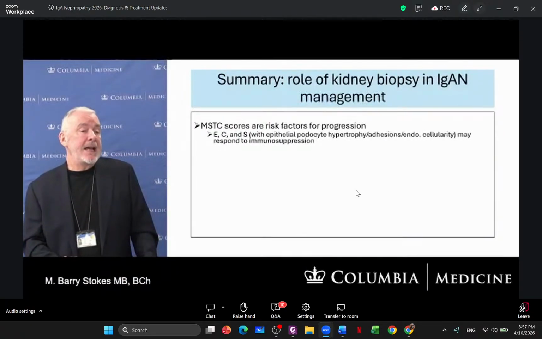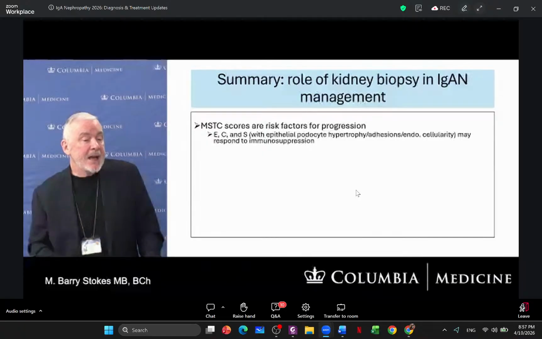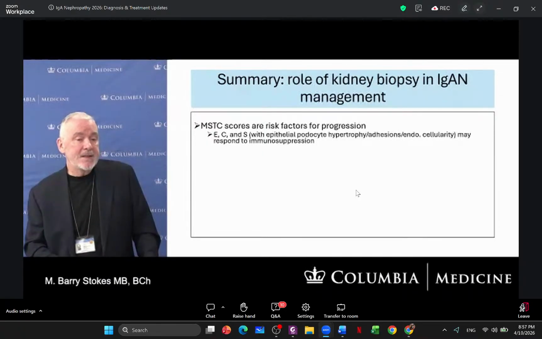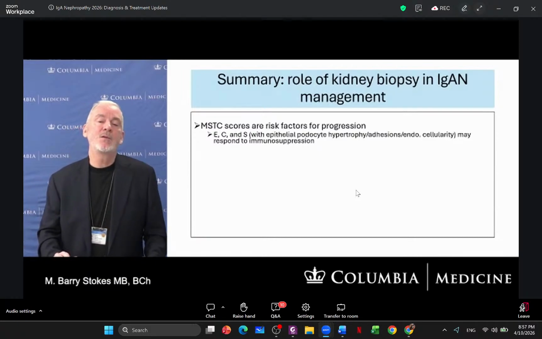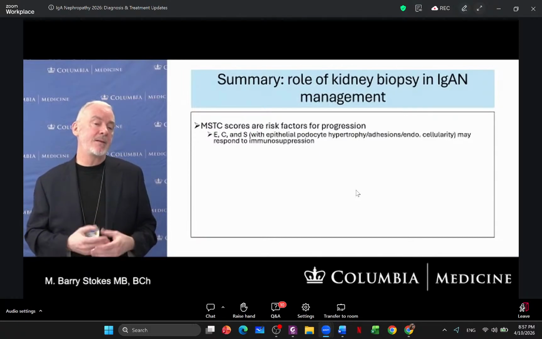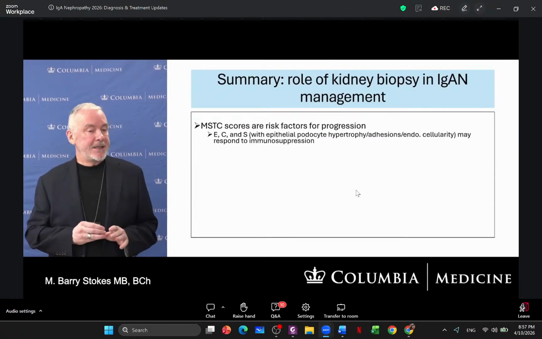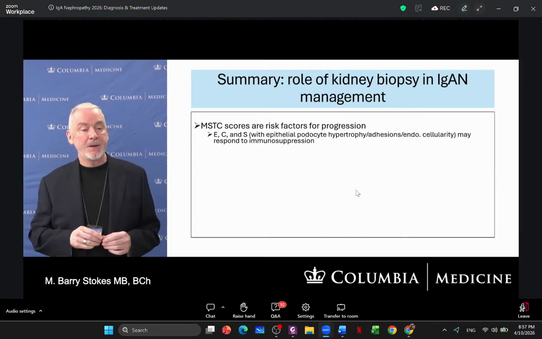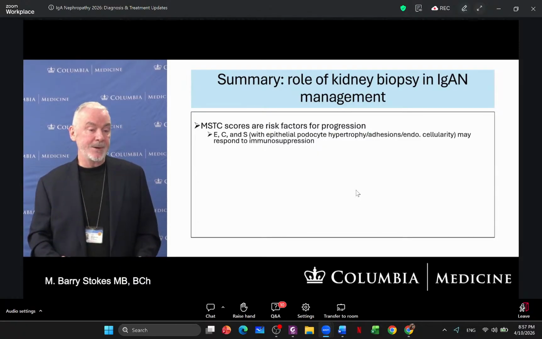The presence of endocapsular hypercellularity, crescents, or segmental sclerosis lesions with prominent epithelial hyperplasia, these may all respond to immunosuppression. So again, if you're looking for evidence or support to give immunosuppression, the presence of these lesions in the biopsy would support the use of immunosuppressive therapy.